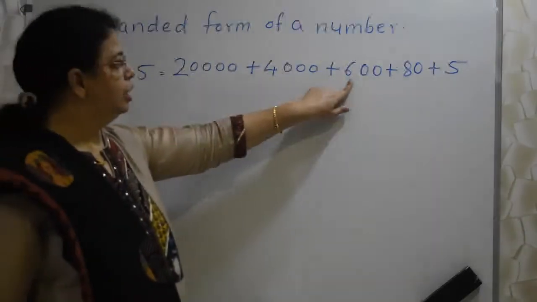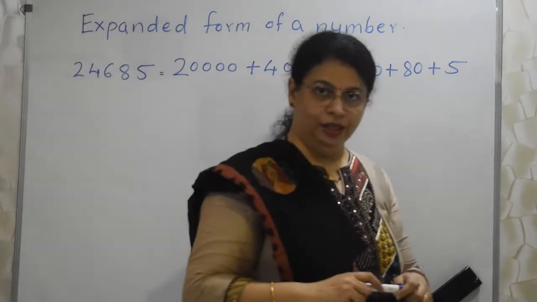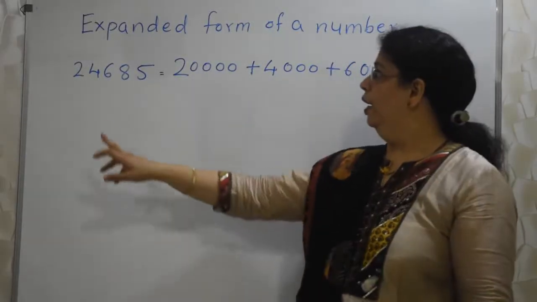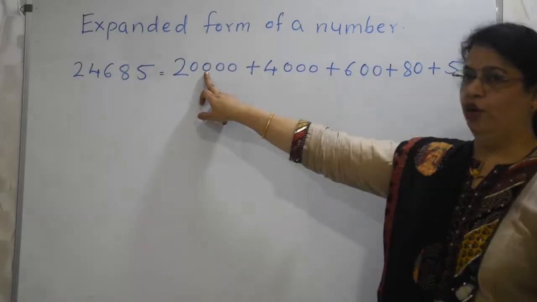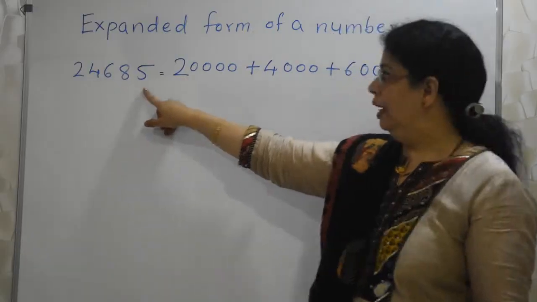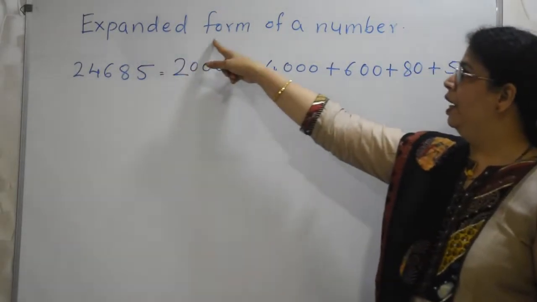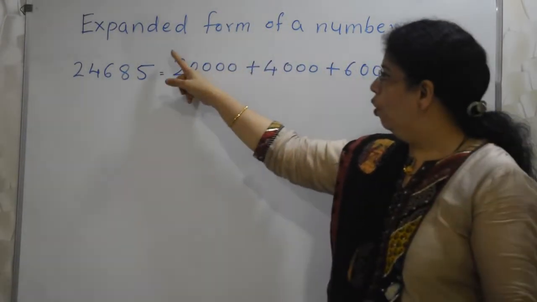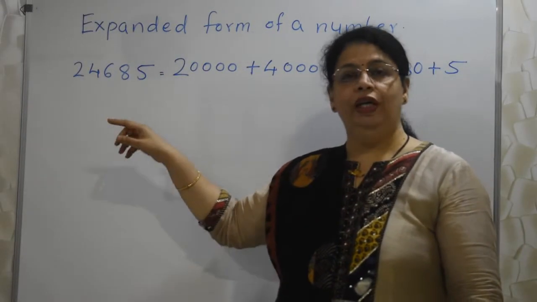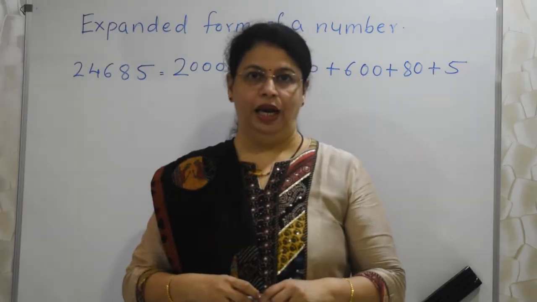This is called the expanded form of a number. In short, expanded form is the sum of the place value of all the digits together. Okay, this is the place value of 2 in this number. 4,000 is the place value of 4 which is in thousands place. Like that you have to add all the digits' place value, then you will get the expanded form of a number. The value of all this, if you add, you will get this number. Is that clear? So we will take a few examples of everything we have studied today so that it becomes even easier for you to understand.